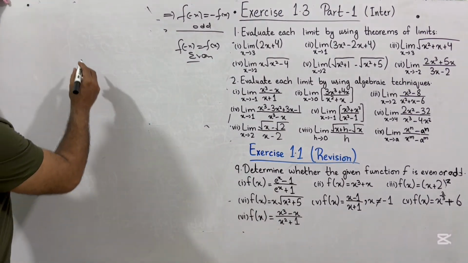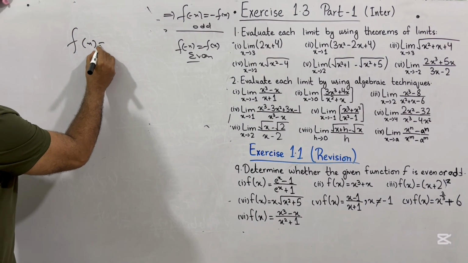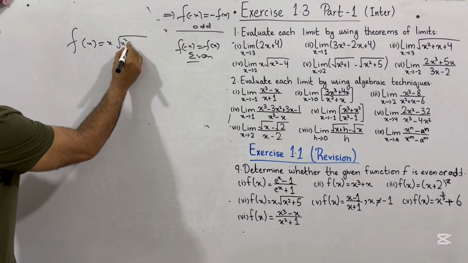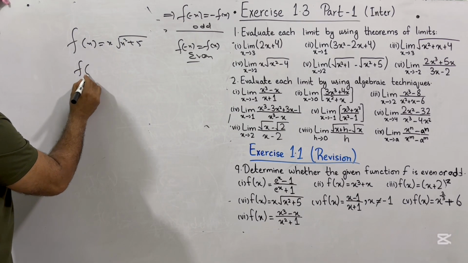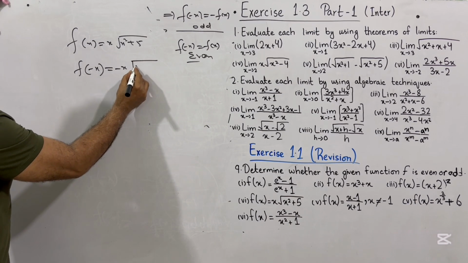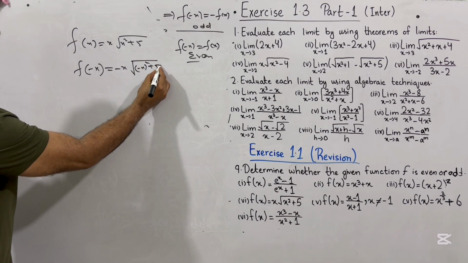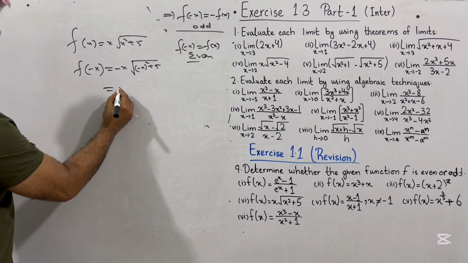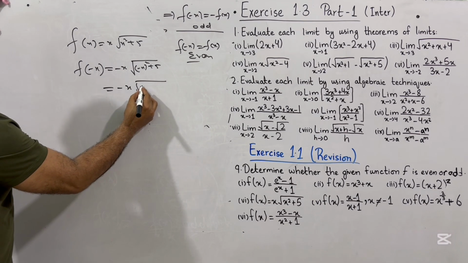Another good question: f of x is equal to x times root of x square plus 5. It's a good one. Replace x by minus x to check whether it is even or odd. Minus x square plus 5. Power is even, negative will be turned to positive. There is x square plus 5.